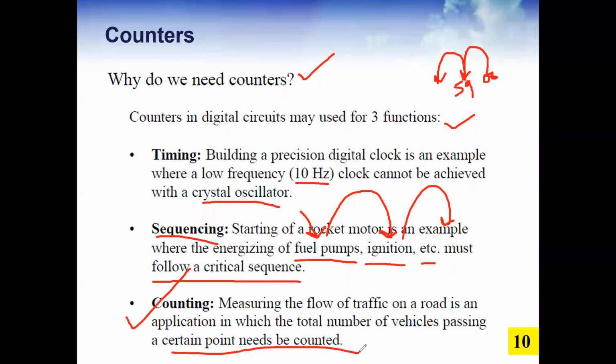So a counter is also used to count an event itself. I want to count how many cars are passing through this point within, for example, one hour. So I can place a counter circuit over there. We will need a sensor somewhere. The sensor will sense the presence of some object and send a signal to the counter, and the counter will keep incrementing accordingly. So this is a counter circuit.